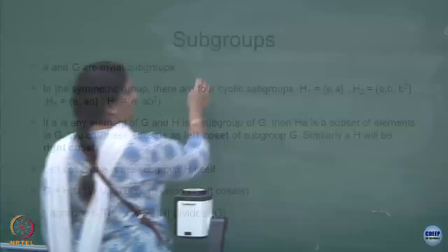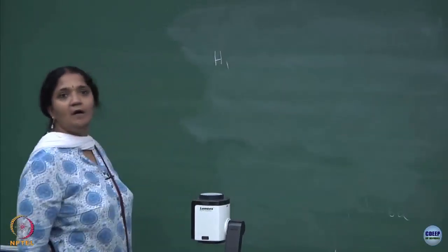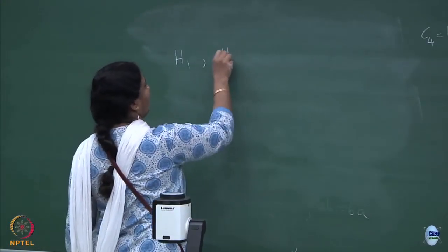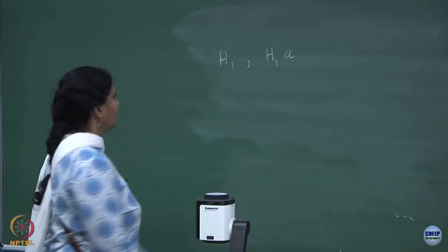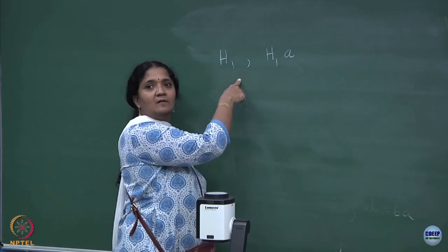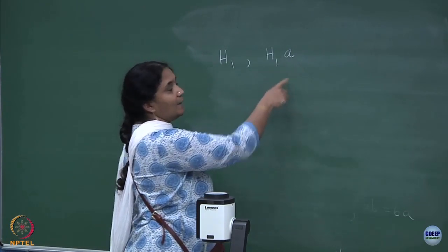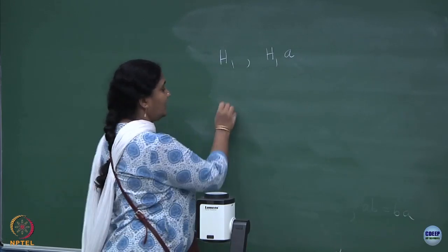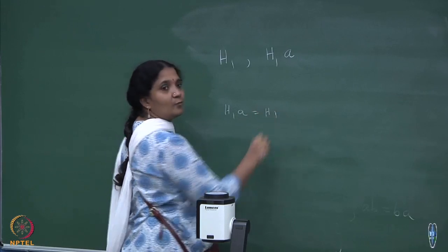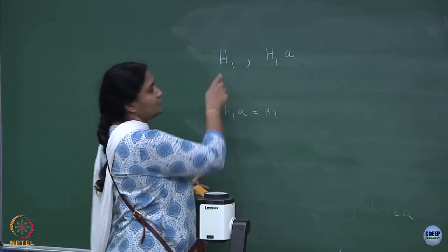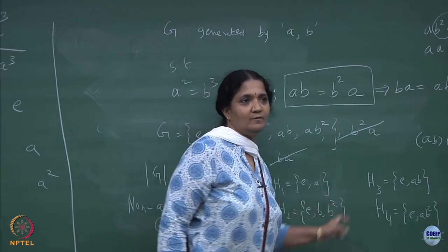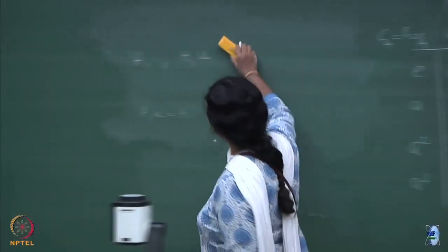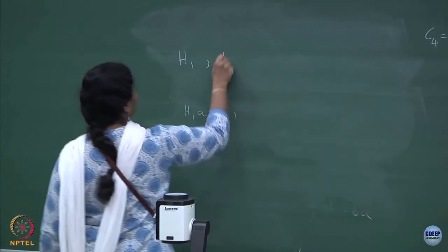So let's take H1 to be the subgroup. And then to H1 you can multiply an A. So H1 has 2 elements. If you multiply an A, does anything happen? H1 A is what? It's H1, right? Am I right? H1 is E and A. If you multiply A with that, it will become A, and then A squared will become E. So you don't get anything out of it. So let's remove the A. What about H1B?